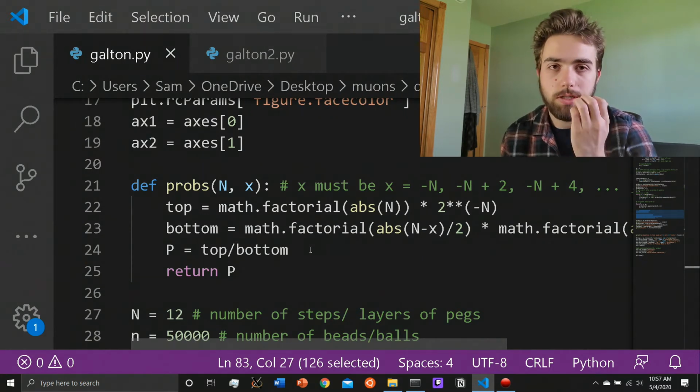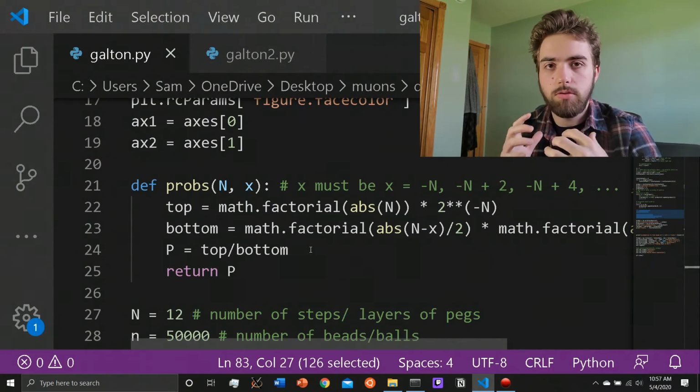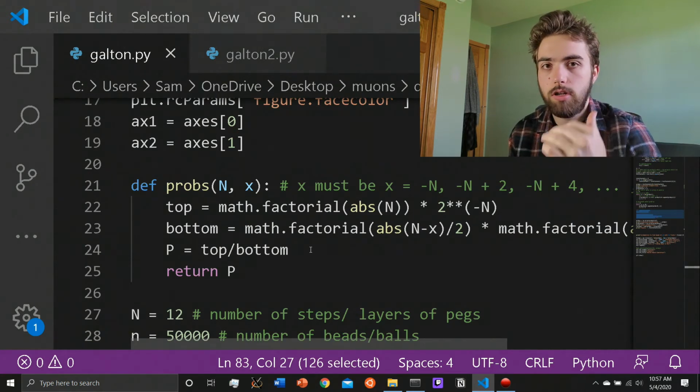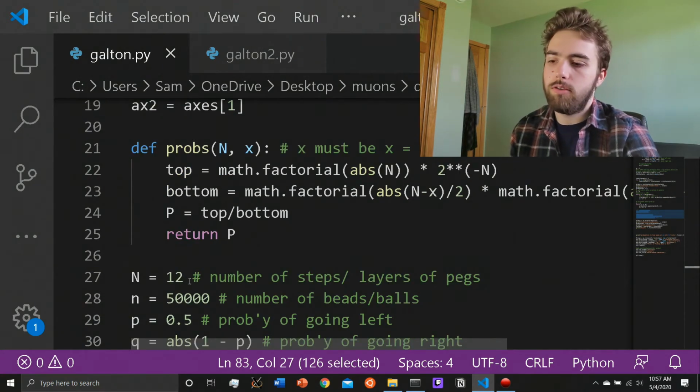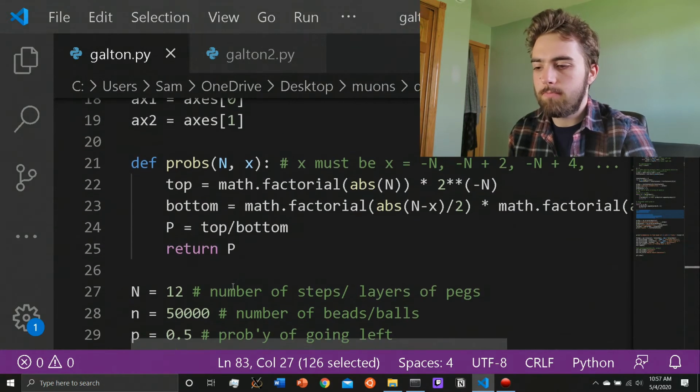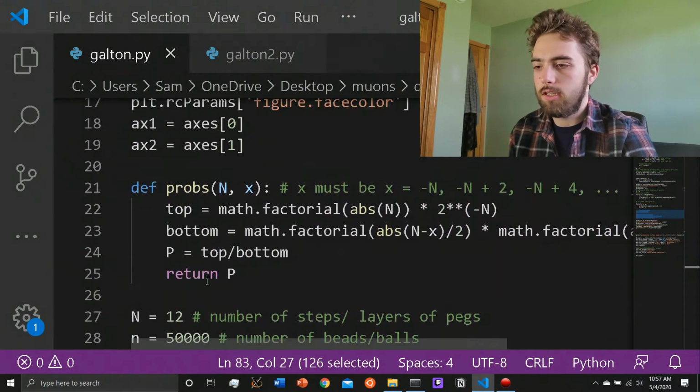Go to my other video if you want to see the base Galton board simulation code that I made, which I showed all of. Right now I have big N equals 12, 50,000 beads, and a 50-50 probability. You can see the other video.